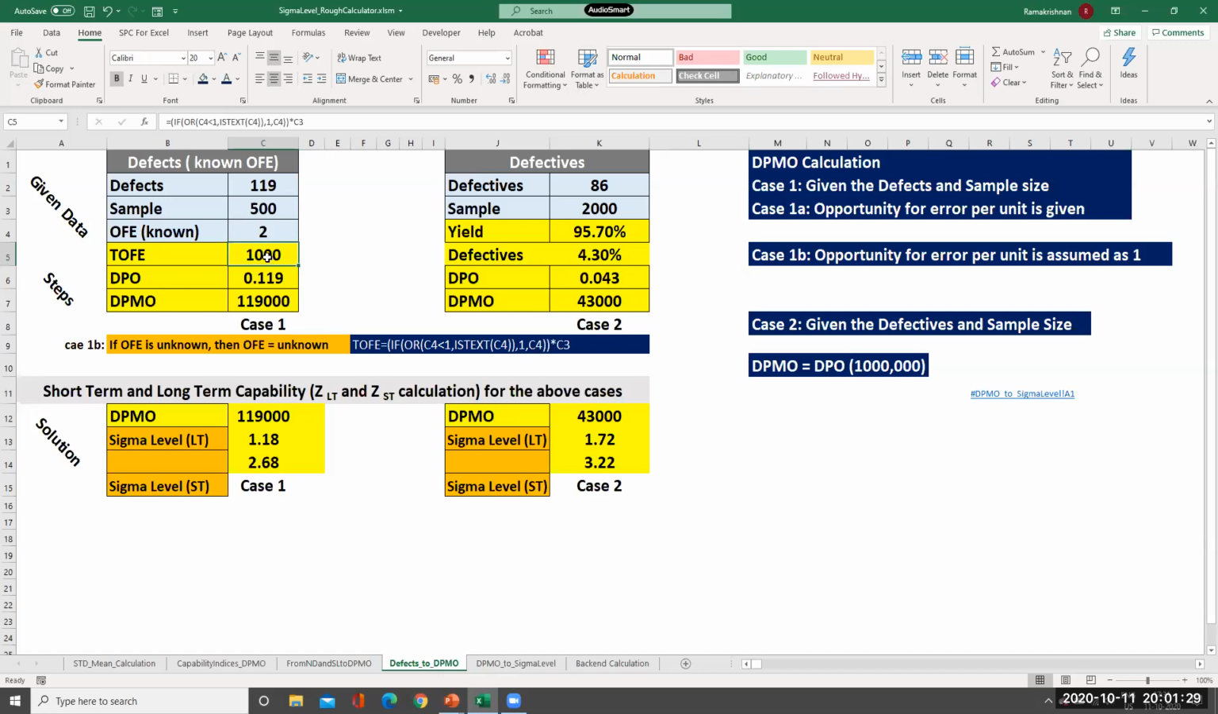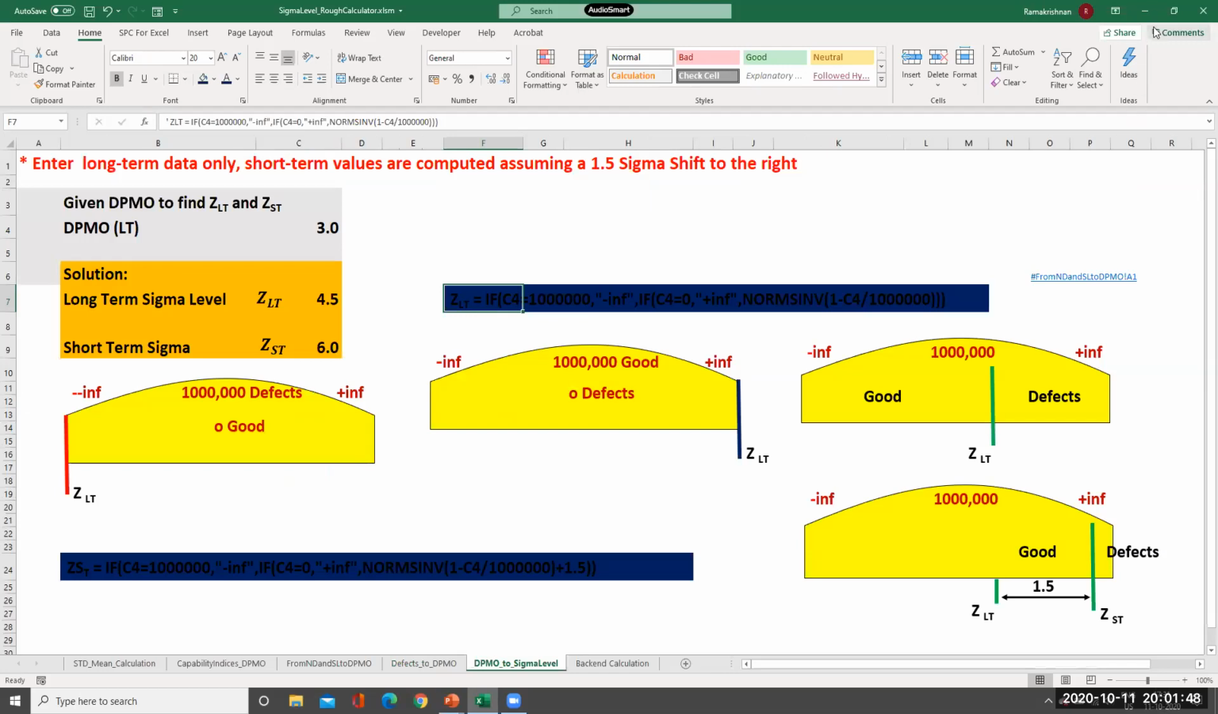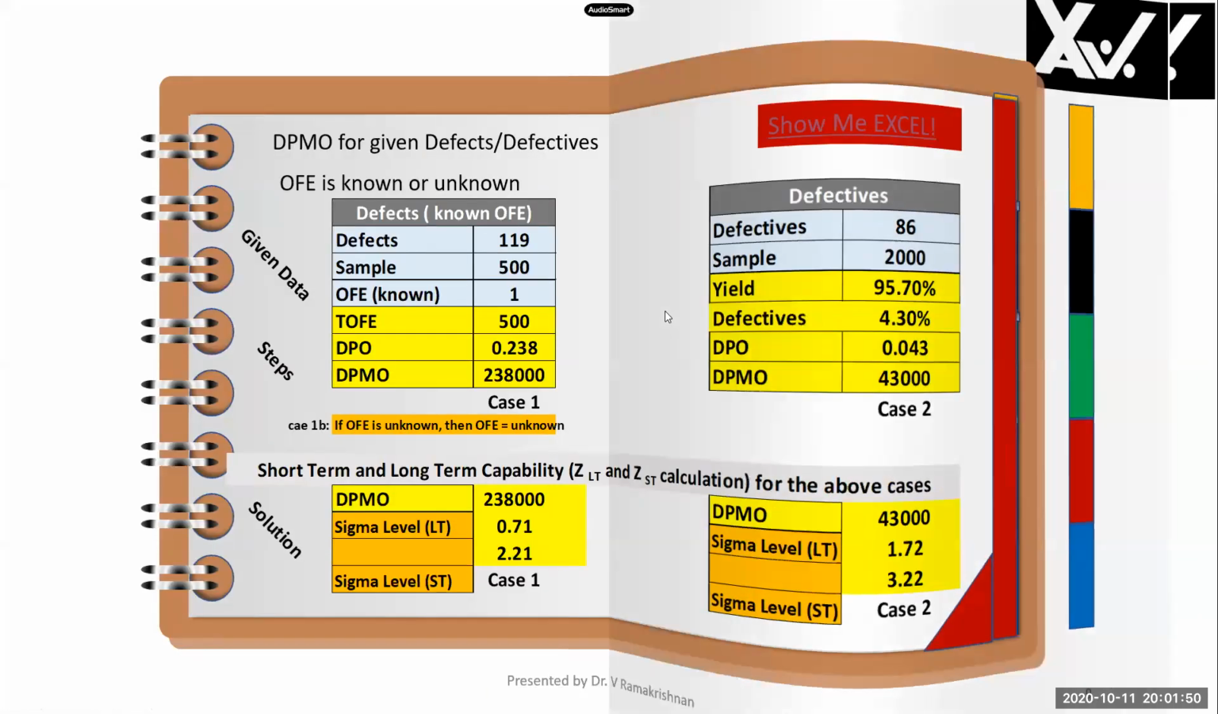So this formula is the only formula you have to note down from here. The rest are very easy. This is nothing but defects divided by TOFE. You can see here C2 by C5. And then this is C6 multiplied by 10 to the power of 6. So it is very easy to put in your Excel sheet yourself. Now we will go to the DPMO calculations, the final calculations here.